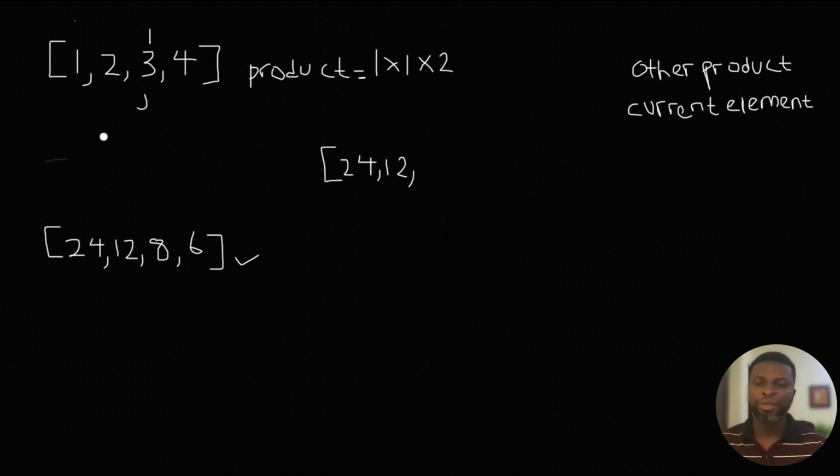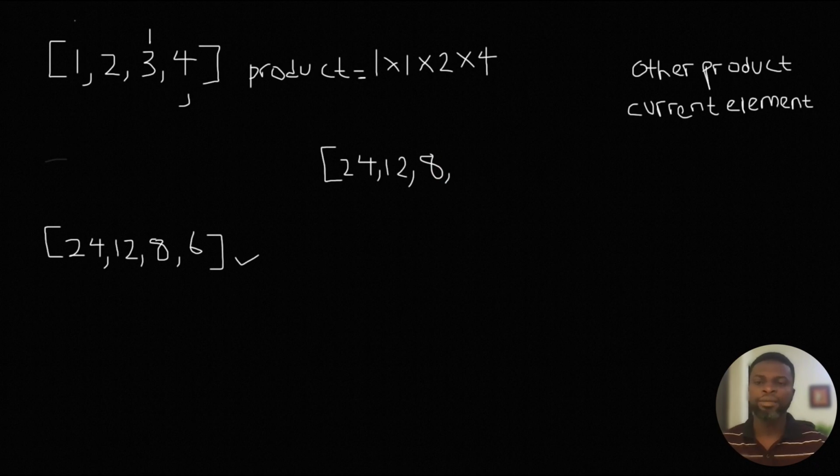Now I'll move j to the next element in the array, which is 3. I'm not going to include 3 in the product because it is the current element. i and j are pointing to the same element. And now I move j to the last element in the array, which is 4. So I include 4 in the product. And this gives 1 times 1 times 2 times 4, which is 8.